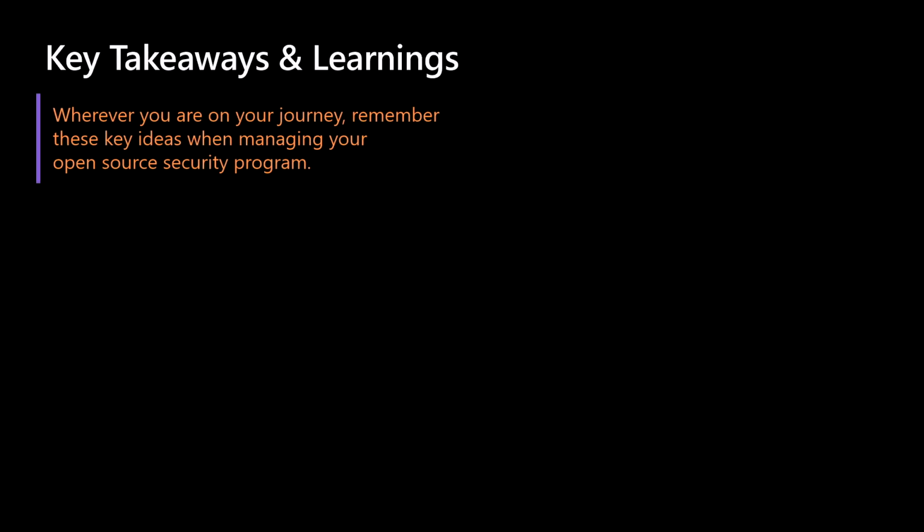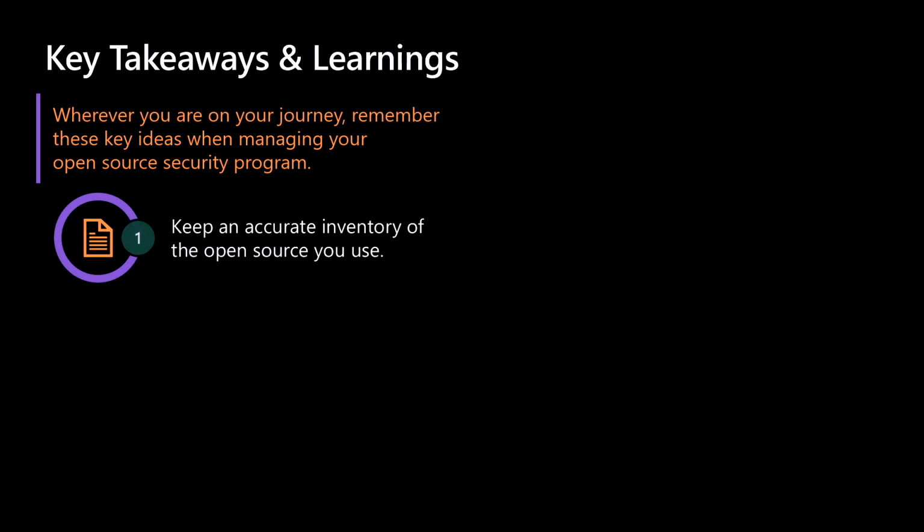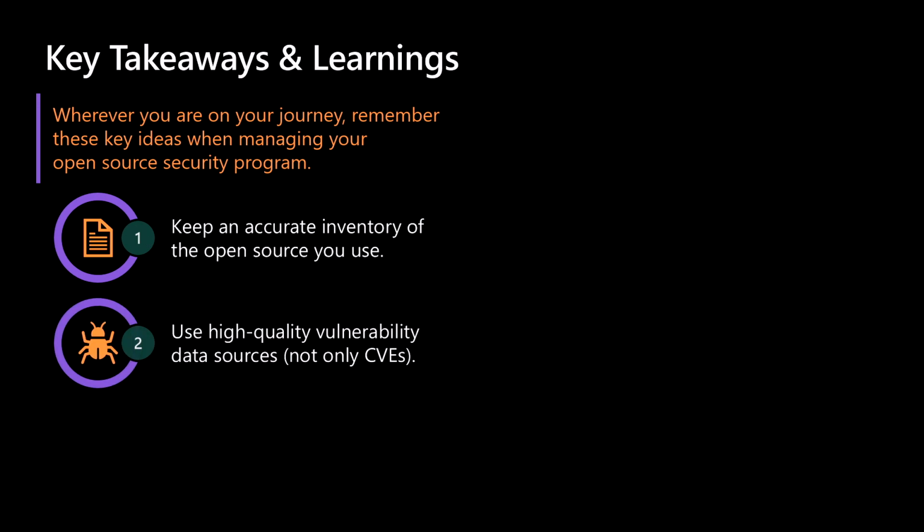So some key takeaways. First, you have to have an accurate inventory of the open source that you use. If you're looking for developers to manually attest, you're getting a very, very low response there. You have to automate this stuff. Use high quality data sources. CVEs are good, but don't stop at CVEs.